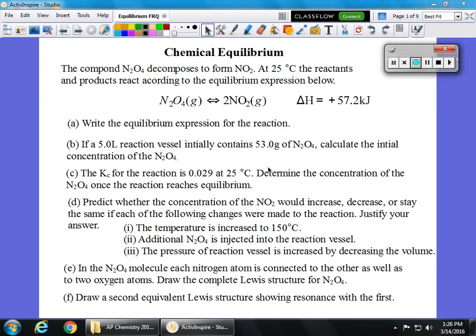This one's on chemical equilibrium. If you want to try this one on your own, see how you can work it out, and then you can sit and go through my description of it. So I'll take this one piece at a time.